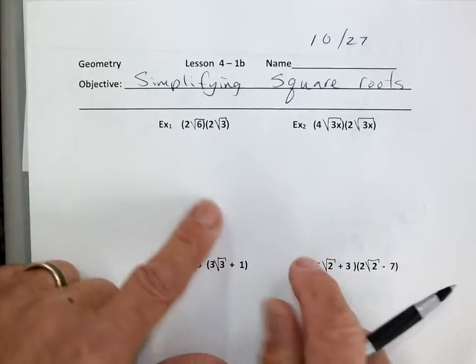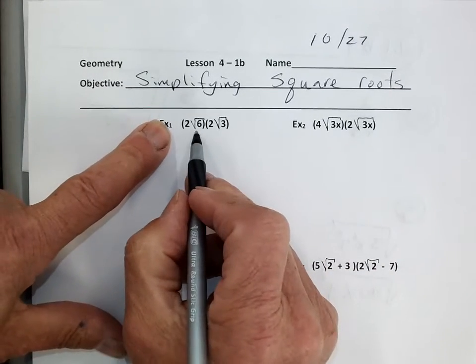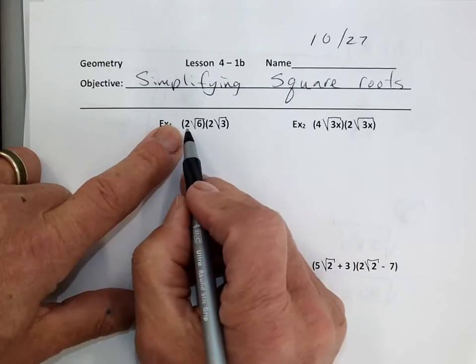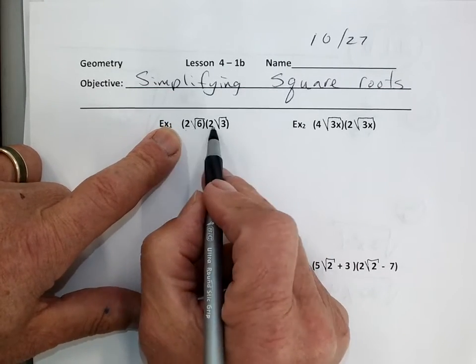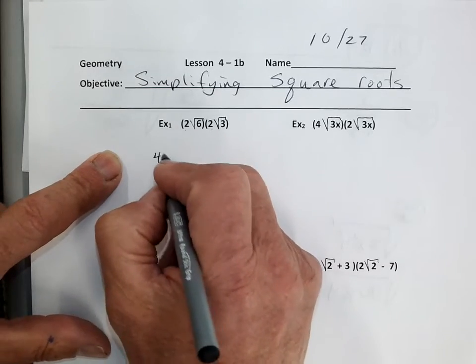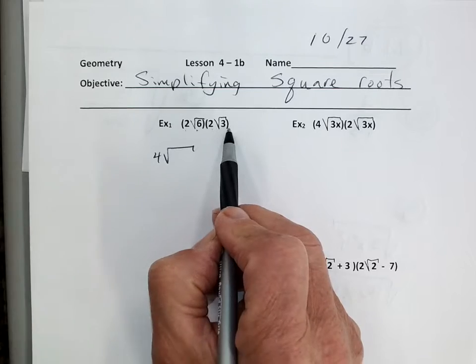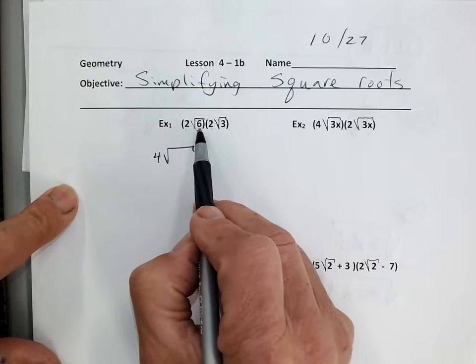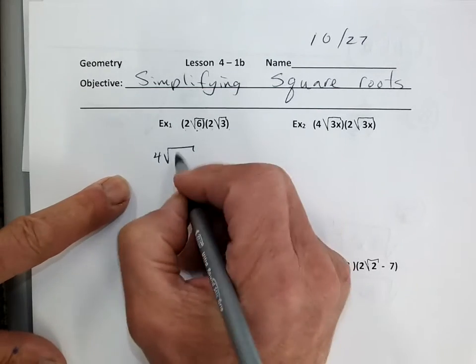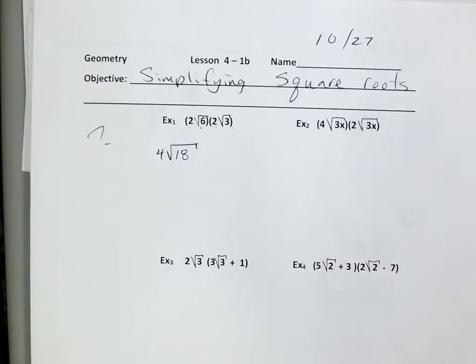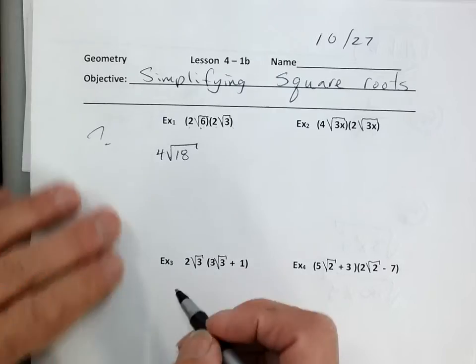In example 1, I have 2 square roots of 6 times 2 square roots of 3. So what I'm going to do is multiply whole number to whole number. 2 times 2 is 4. And then I'll multiply square root number to square root number. So I get 6 times 3 is 18. Now, can I do more? Of course I can, because I can break up the 18. We talked about that yesterday in class.